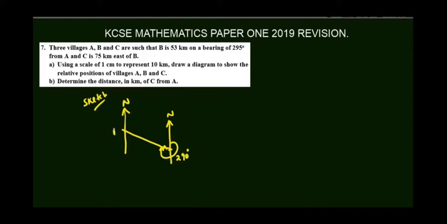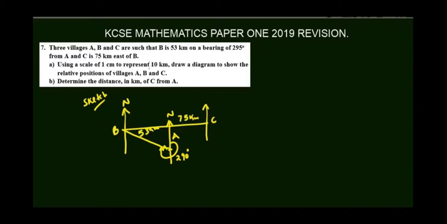So B, we've been told, is 53 kilometers away from A. So this point is point A. And again, we are told that C is 75 kilometers east of B. So if you are at B, then C is located 75 kilometers east. So east is directly in that direction, and the distance is 75 kilometers up to point C. So C is located at that point.